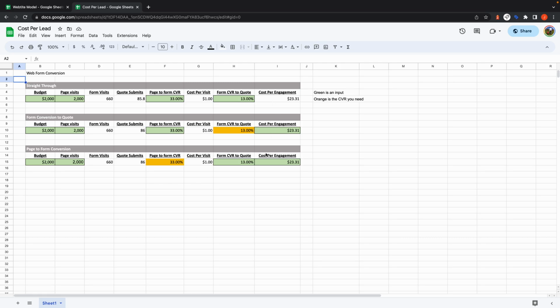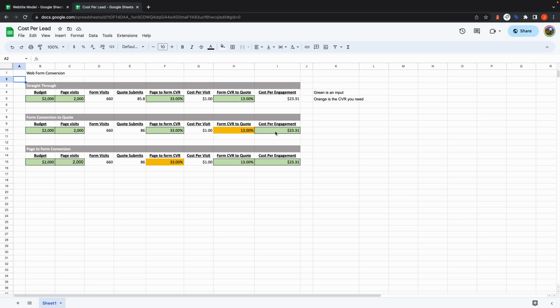So I have all these cost per engagements really set to the same thing here so we can understand what's different about these three different modes of straight through, form conversion to a quotation, and then a page to form conversion. And the idea here in orange is to understand, okay, let's assume that I've got this $2,000 budget. I'm going to get 2,000 page visits. That page is going to convert to a form completion at 33%. Great. That gives me a $1 cost per visit. What does that look like for my cost per engagement?